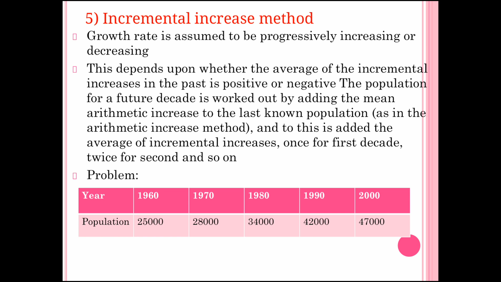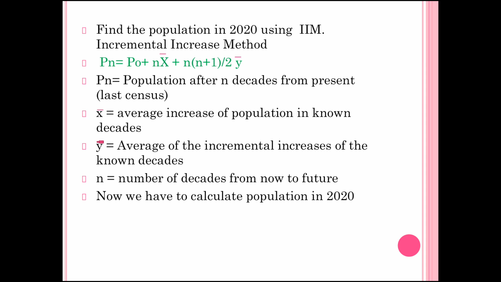Here in the problem, the years and population of those years are given: 1960, 1970, 1980, 1990 and 2000. The data is given up to 2000. Now we have to calculate the population in 2020 using IIM, the short form of the incremental increase method.